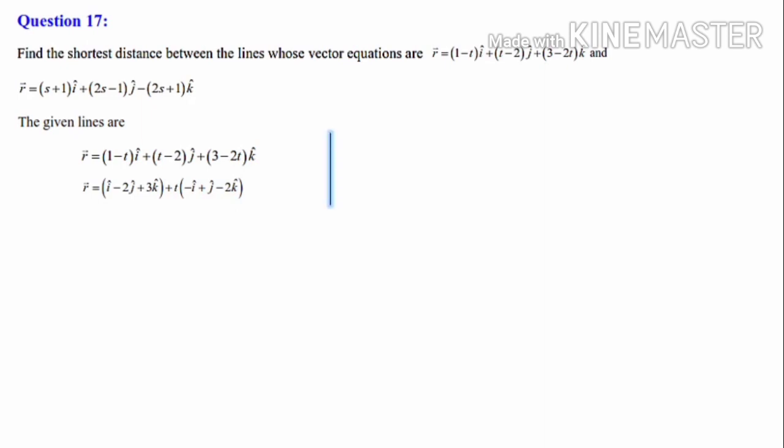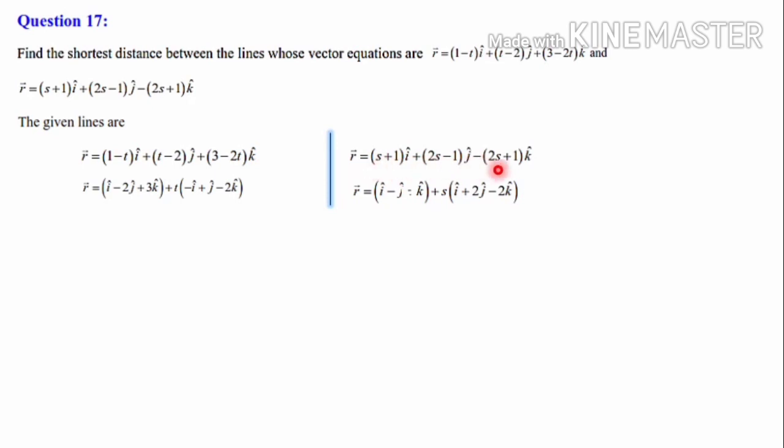Again another equation is given that we have to take: vector r is equal to s plus 1 into i cap plus 2s minus 1 into j cap minus 2s plus 1 into k cap. Then here also we have to regroup it like this. First of all, with constants and i cap, j cap, k cap we can take. So here 1 into i, that is i cap, then here minus 1 into j, that is minus j cap, and here there is minus into plus minus 1 into k cap, that is minus k cap, plus instead of mu here s is there.